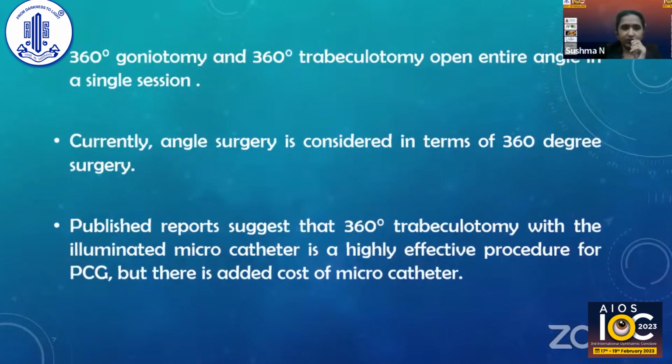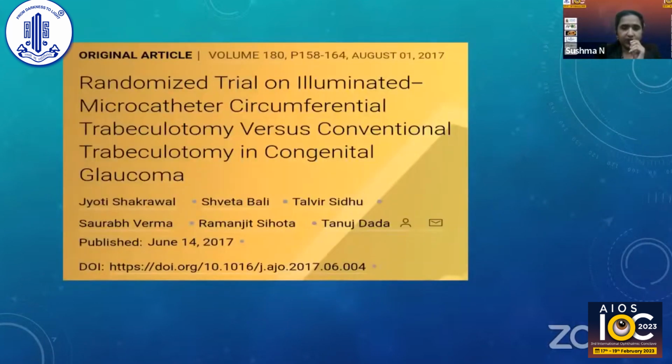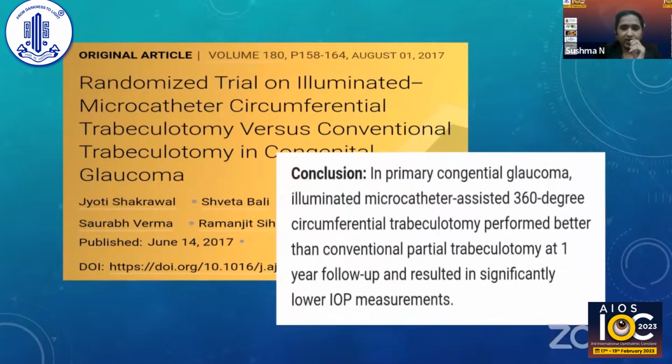So why is 360-degree goniotomy important? Because it opens the entire angle in a single session. And nowadays, angle surgery is considered in terms of 360 degrees. We also have the published report. This is one RP Center study, which was done with 360-degree trabeculotomy with microcatheter, and results are very good. They concluded that this 360-degree trabeculotomy is better as compared to the conventional trabeculotomy at the 1 year follow-up.